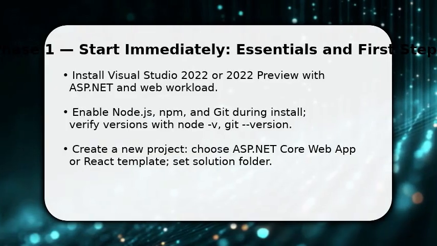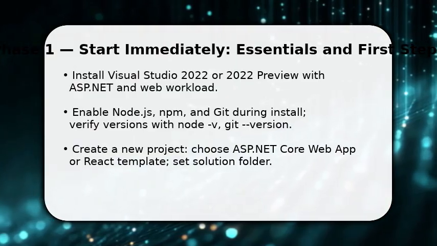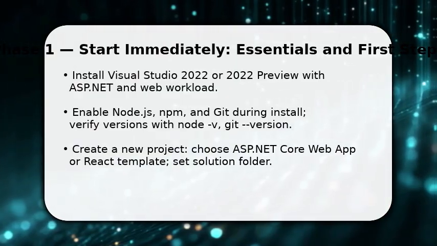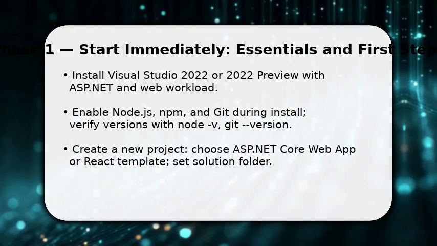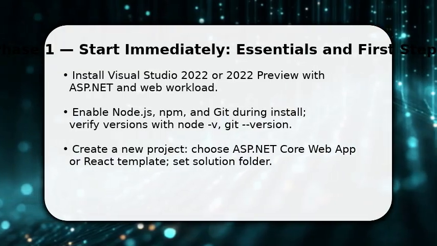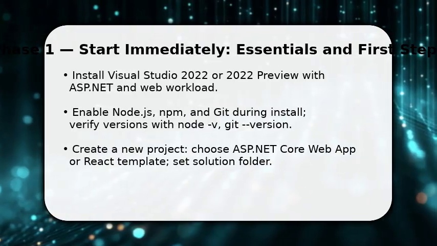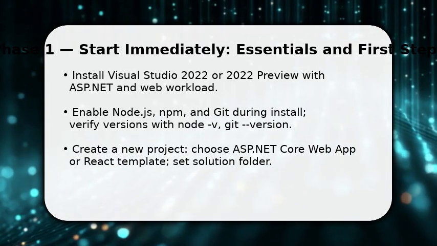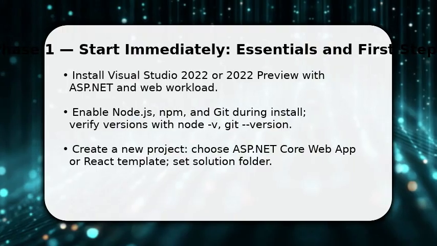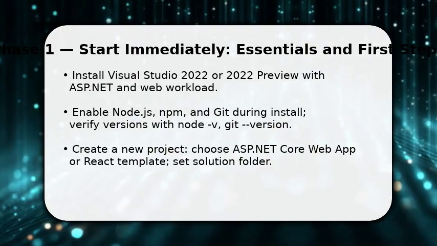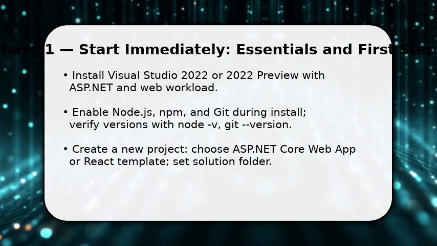You start by confirming prerequisites and taking your first actionable steps. Install Visual Studio with the ASP.NET and web workload plus Node.js and Git so the tools speak to each other. Once done, open Visual Studio, click Create a new project, select ASP.NET Core Web App or the React template, name the solution and set the project folder. Make sure to choose the correct .NET version. This avoids runtime mismatch later, so check the Node version and Git version before moving on.